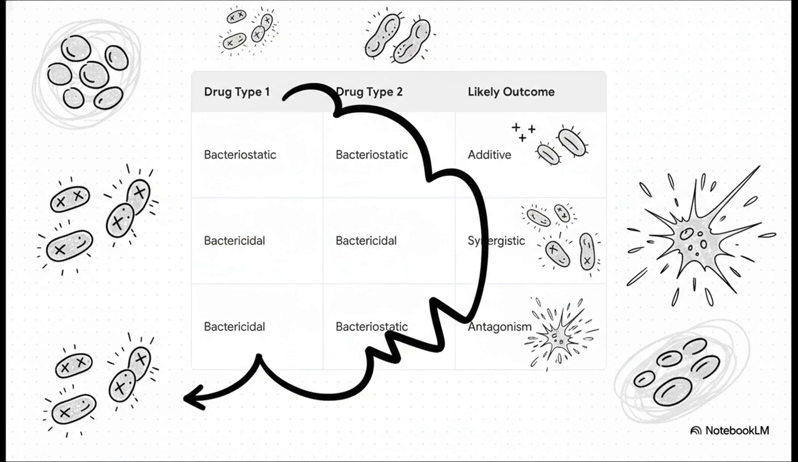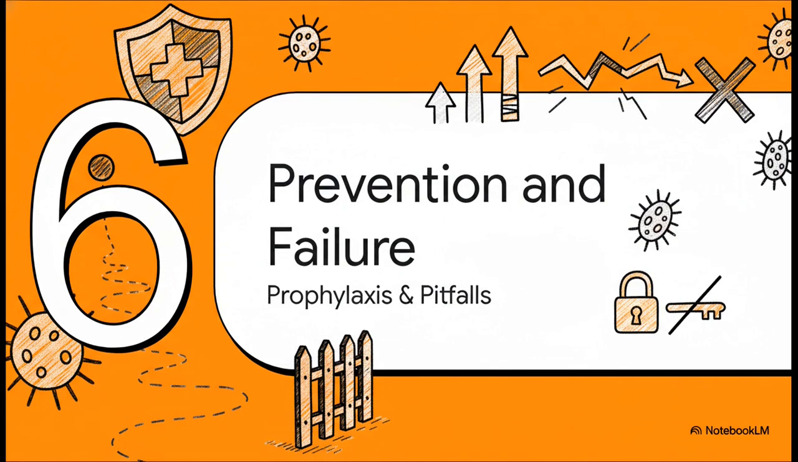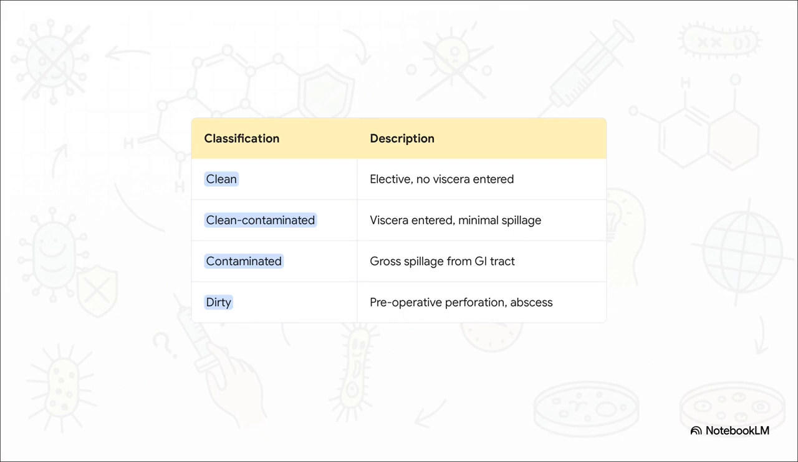Why? Well, a bactericidal drug often works best on bacteria that are actively dividing. And a bacteriostatic drug stops them from dividing, so it can be counterproductive. All right, finally, let's discuss two important scenarios: how we use these drugs to prevent infection and what to do when our therapy fails. When we talk about prevention, especially in surgery, understanding this wound classification is key.